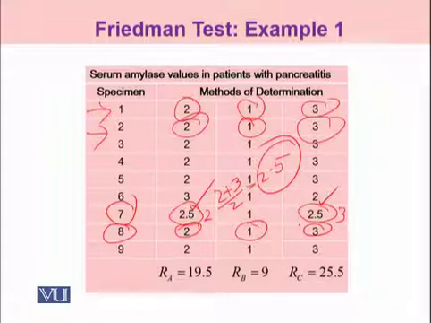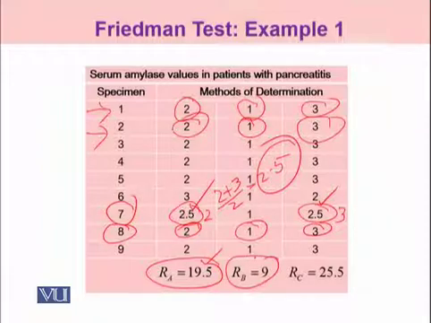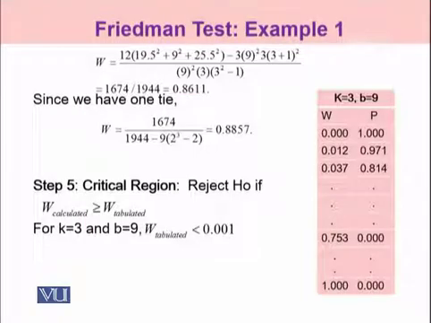Once we are done with the ranking of all the 3 treatments, we sum up the ranks treatment wise. Students, for the first treatment the sum of the ranks is 19.5, the sum of the ranks for the second one is 9, and under treatment 3 the sum of the ranks comes out to be 25.5. Once we have obtained all the ranks, we need to plug them into the formula of W.